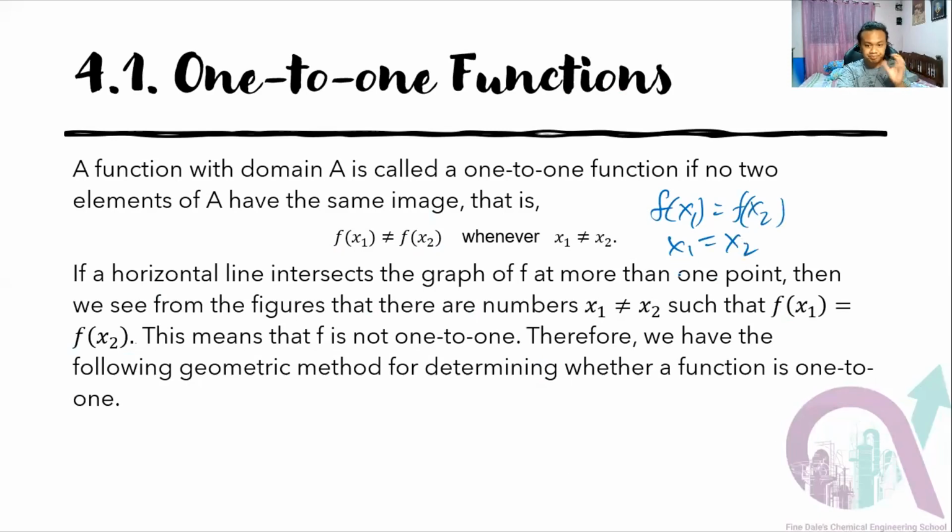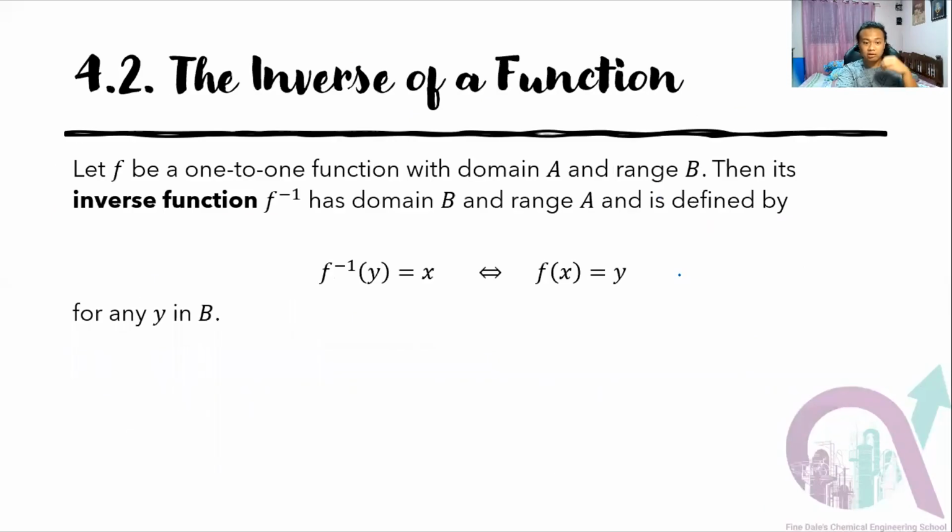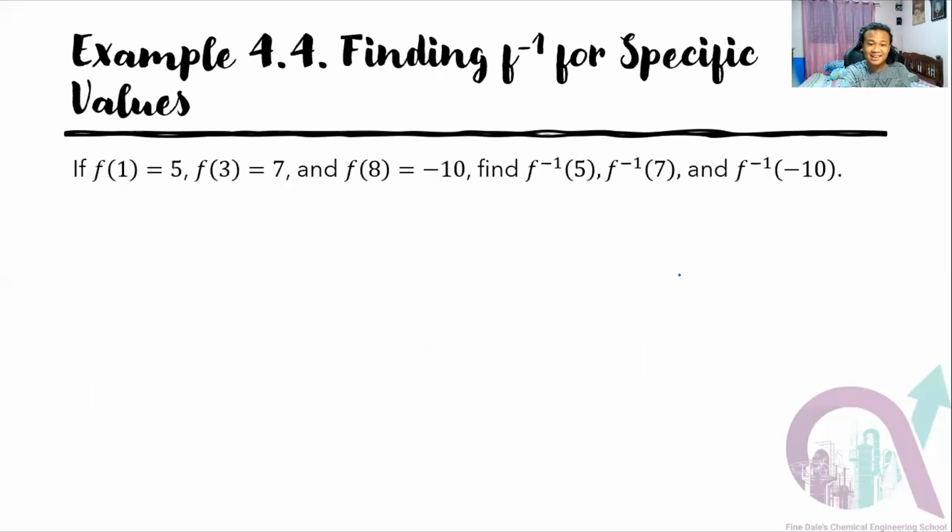Okay, so let's go to how to find the inverse of a function. For the inverse, in the function, you interchange the placement of y and x. That is the essence of it, so we don't take too long. Finding f inverse, the inverse function, for specific values. If you see f inverse, f of 3 is 7, f of 8 is -10.